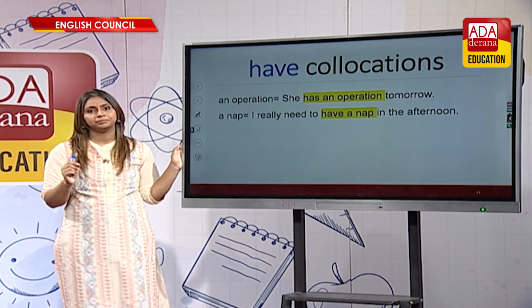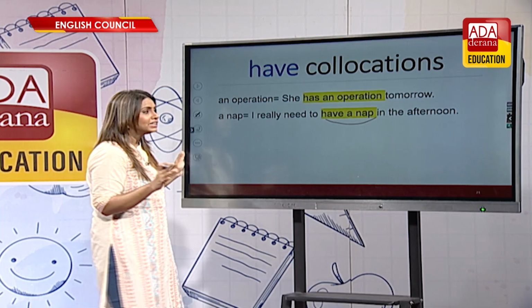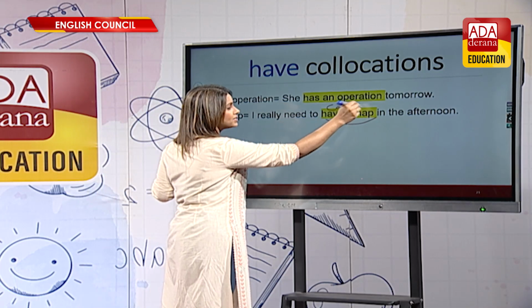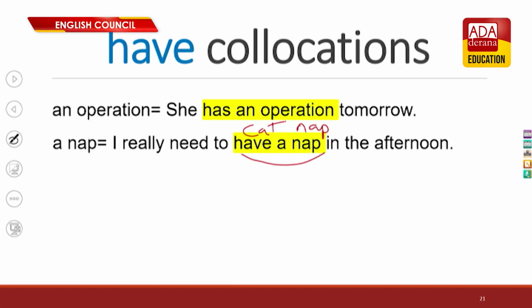Next one is, oh, I really need to have a nap. Have a nap. What is a nap? A nap is like not sleeping fully, but for 20, 30, 45 minutes maximum. You just close your eyes and rest, relax. It's a nap. I want to have a nap. And have you heard the term cat nap? It's an idiom, but you use it with the word nap. I want to have a cat nap. Just had a cat nap.